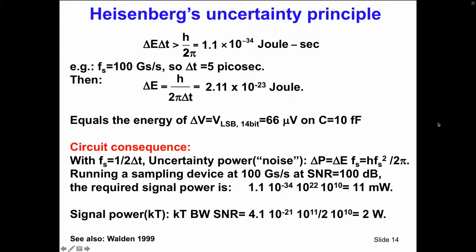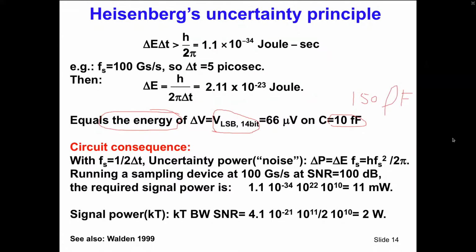But I made here a little example, just to give you a little bit of flavor of what that Heisenberg statement means. It equals the energy of, for instance, a 14-bit LSB on a 10 femtofarad capacitor. And though I know that 14-bit A to D converters are not using 10 femtofarad, we are seeing papers where there is, for instance, 150 femtofarad total capacitance used. So we are getting close.